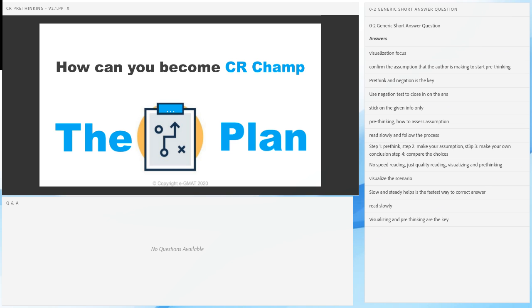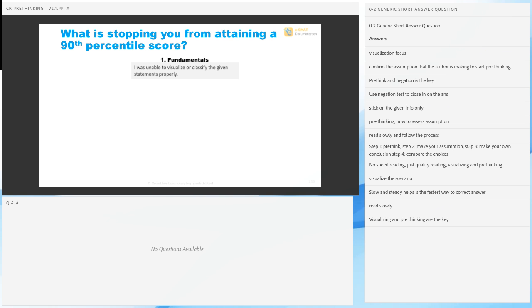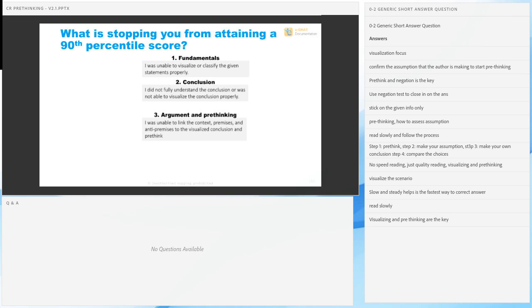And this is the same skill that you see in quant as well, where you translate the constraints, translate information from the question stem. Pre-thinking isn't rocket science, but it's a way for you to get to that 90th percentile efficiently. And you need fundamentals. Without fundamentals, you won't be able to pre-think correctly. The fundamentals start from learning how to visualize statements. The reason you make mistakes is you're going to falter in one of these areas. A, you're unable to visualize information. B, you're unable to visualize the conclusion. C, you don't link them.